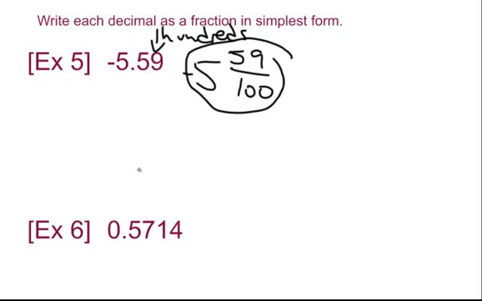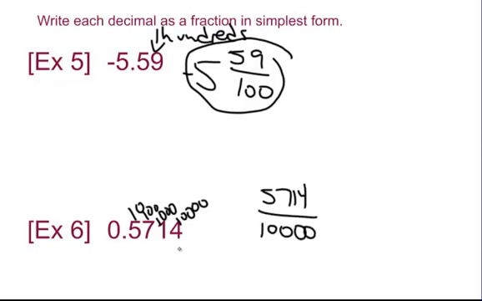Let's look here. This is in the 10 spot, 100 spot, 1,000 spot, 10,000 spot. There we go. So it's going to be 5714 over 10,000. You just take that whole number. And then whatever place value the last digit is in, that's what goes in the denominator. It's in the 10,000 spot, we put 10,000 in the denominator.